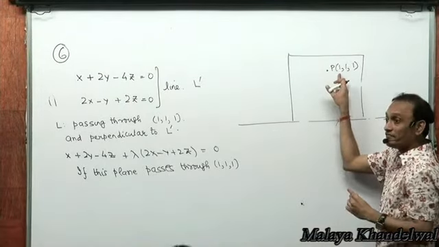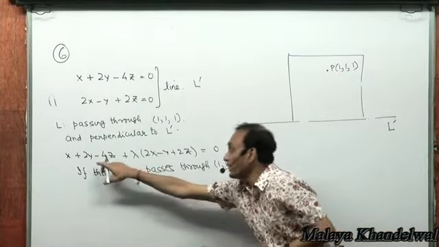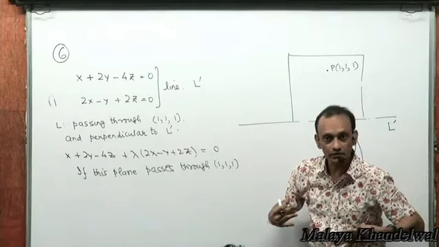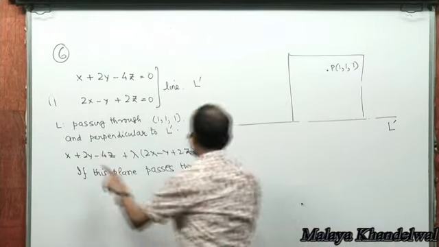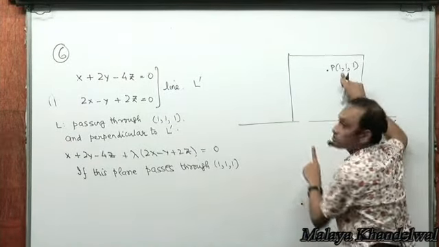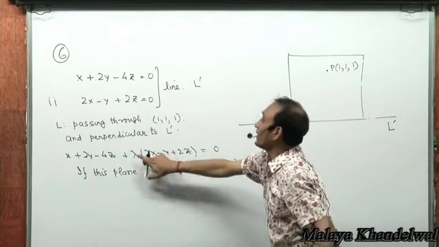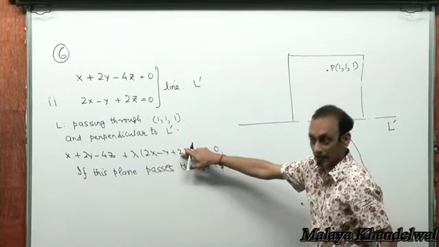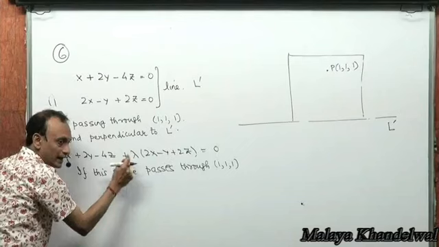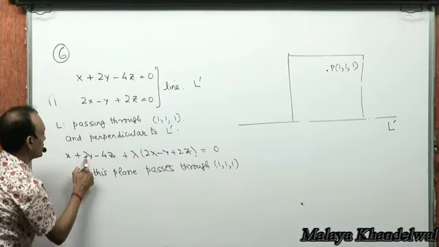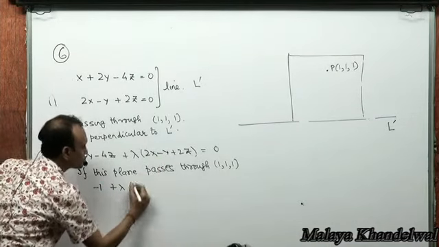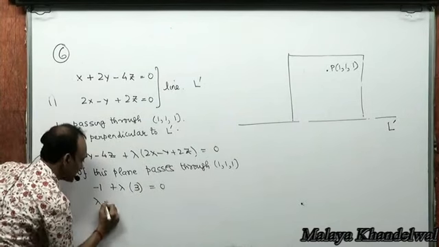And if it has to pass through 1, 1, 1 also, then I can find the value of lambda for which this plane passes through 1, 1, 1. This plane contains the line L prime and passes through 1, 1, 1. So can I find the value of lambda which will cause this plane to pass through 1, 1, 1? I can. See, put x equal to 1, y equal to 1, z equal to 1 and obtain lambda. So if this plane passes through 1, 1, 1, then we have 3 minus 4 minus 1 plus lambda into 2 minus 1, 1 plus 2, 3 equal to 0. That gives me lambda equal to 1 by 3.